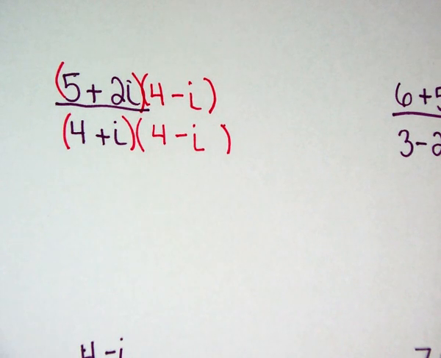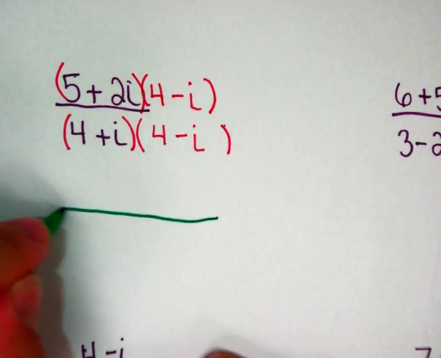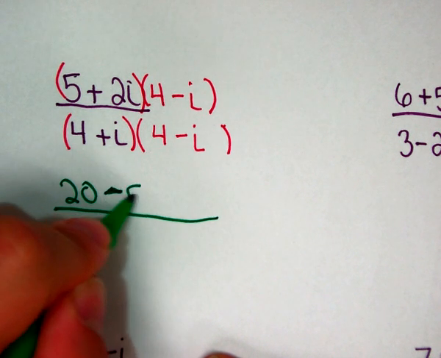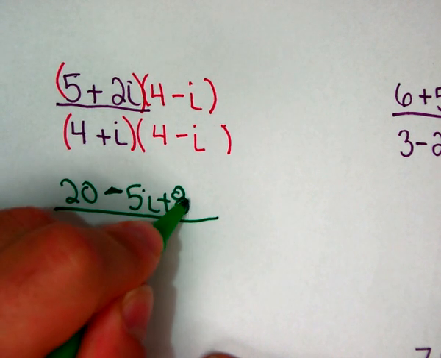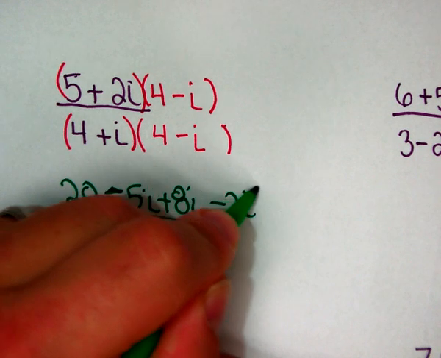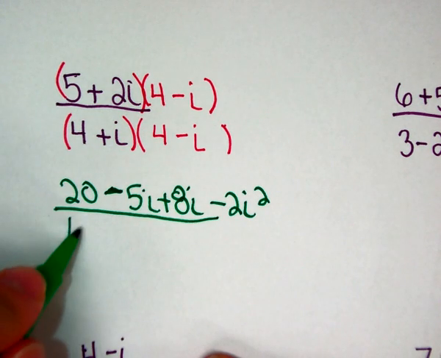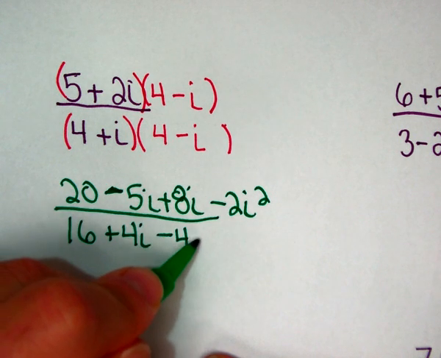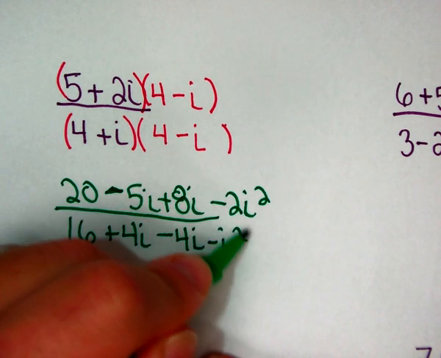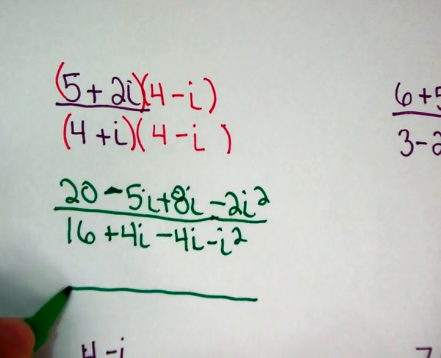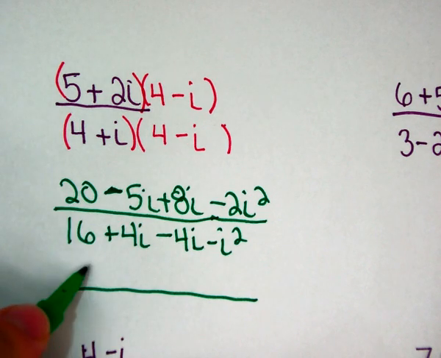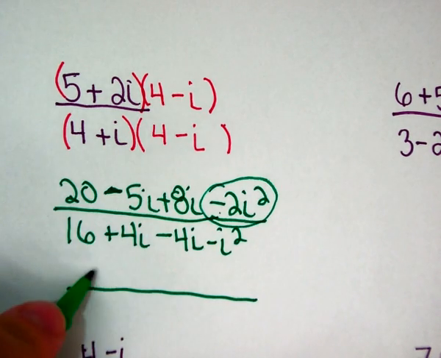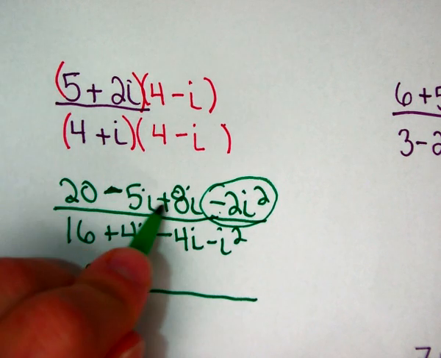Now it's just a matter of multiplying this out and then reducing it. So we get 20 minus 5i for the numerator plus 8i minus 2i squared. And for the denominator, we get 16 plus 4i minus 4i minus i squared. Simplify each one of those parts. We end up with 20. This will be a 2 here, sorry. So we get 20 plus 2 will be 22. Negative 5i plus 8i is going to be 3i.